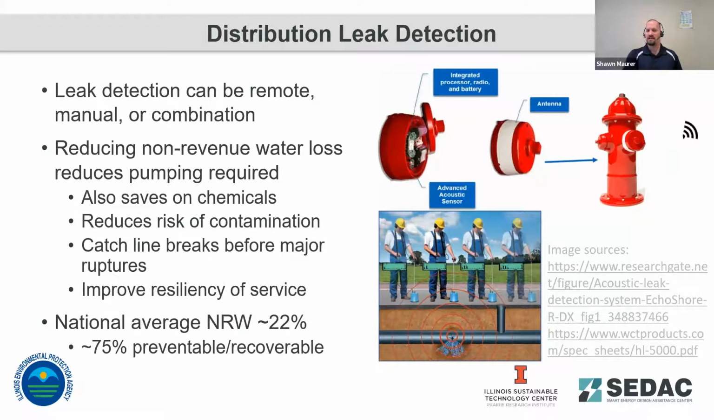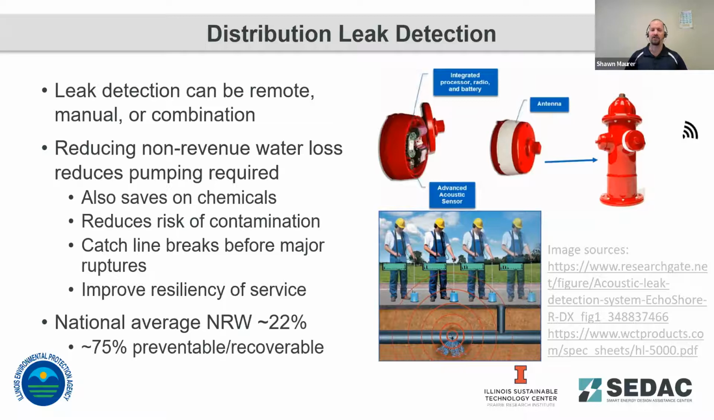So you're going to reduce that non-revenue water loss. You're going to reduce the pumping energy required at the plant to make up the water that you're losing. You're also saving on the treatment chemicals for treating that raw water and getting it cleaned and purified. You're going to reduce that risk of contamination. A line break in one part of the system can cause a pressure drop in another part that allows contaminants to come into the system there. And then you got boil water advisories. We all know how much water operators hate those boil water advisories.